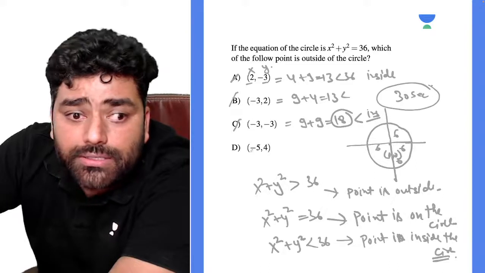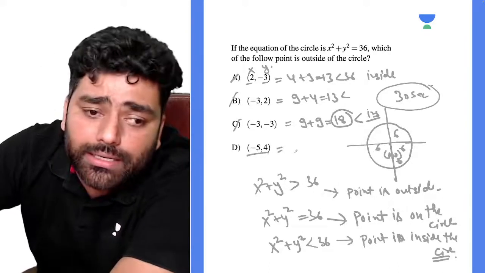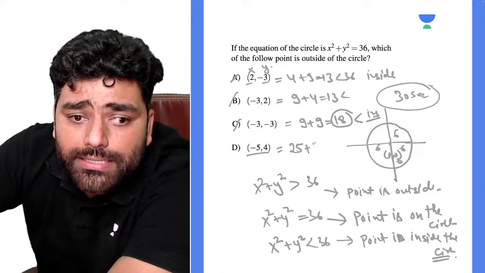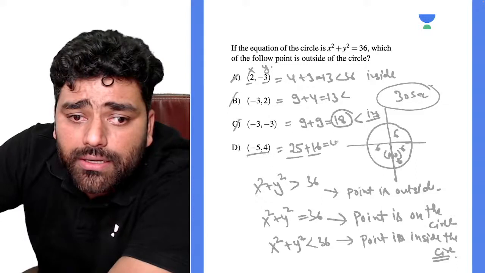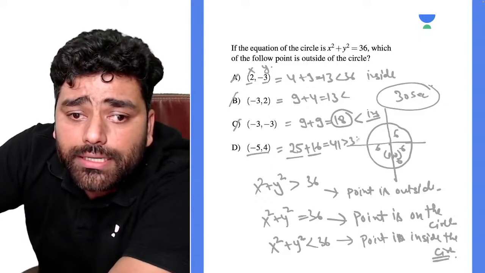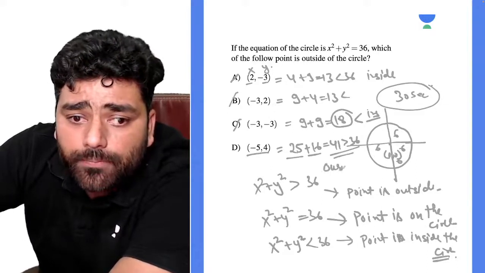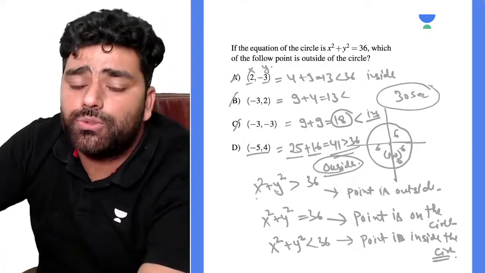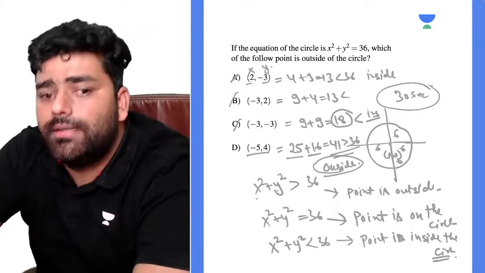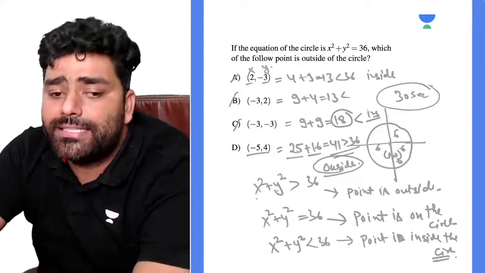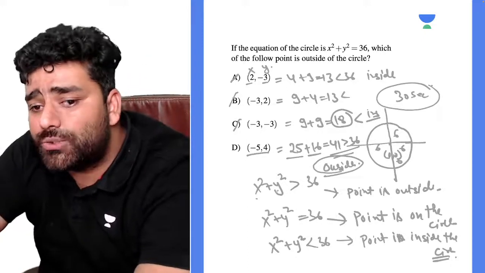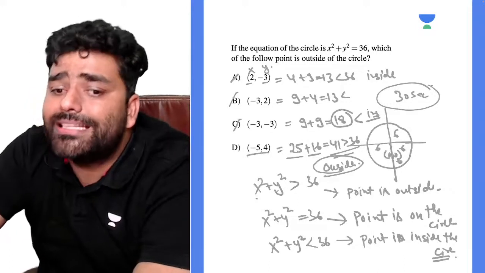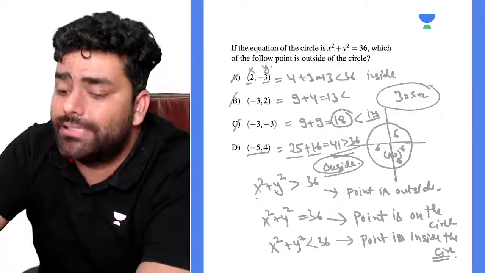So definitely D should be outside, but you can check that, guys. Negative 5 square is 25, and 4 square is 16. So 25 plus 16 is 41, and that is greater than 36. So that means this point is outside, right? So understand the concept. If x square plus y square is greater than the radius square, the point is outside. If it is equal to the radius square, the point is on the circle. If it is less than 36, the point is inside the circle.